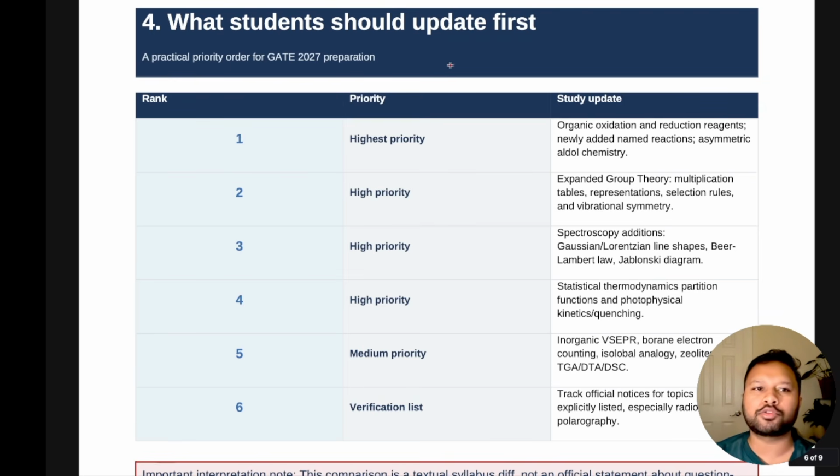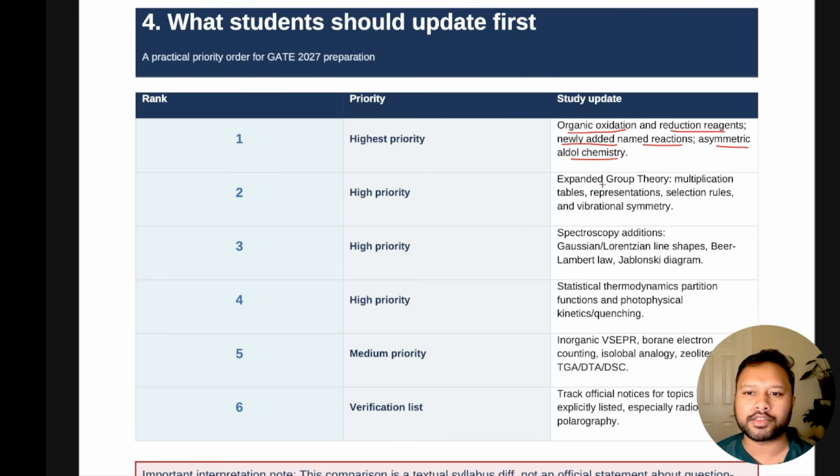Then what you should update first, and what should be your priority order. So let's talk about the highest priority things. The highest priority thing which has changed, if you are preparing all in all for the GATE exam, is your organic oxidation and reduction reagents, newly added name reactions, and asymmetric aldol chemistry. These are very new things. If you have not prepared them, try to prepare that.